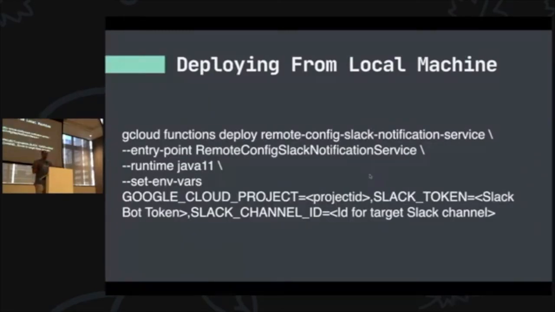So from a local machine, you can deploy using a command that looks something like this. And this looks a little bit overwhelming, so let's walk through it. The key part here is gcloud functions deploy. This is going to use the gcloud CLI to deploy your function. The remote config Slack notification service mouthful there is basically the name of your cloud function in GCP once it's deployed. The entry point option is then the name of the class, so that is the entry point that it should try to execute when it's spinning up your Docker container that contains this function.